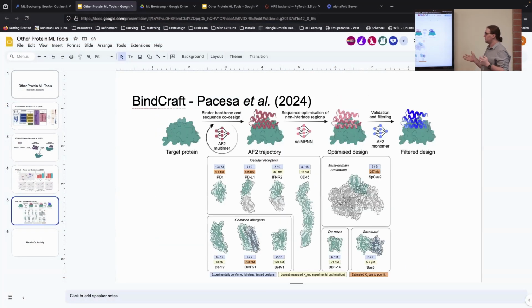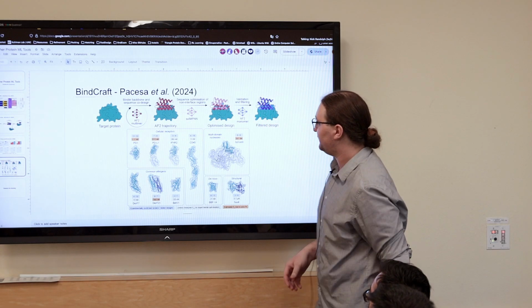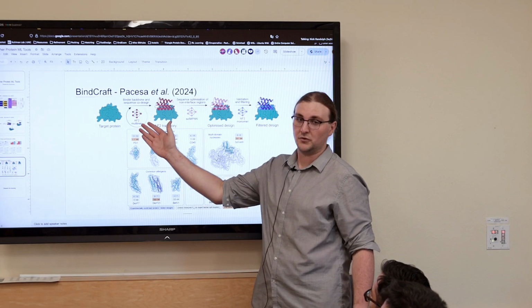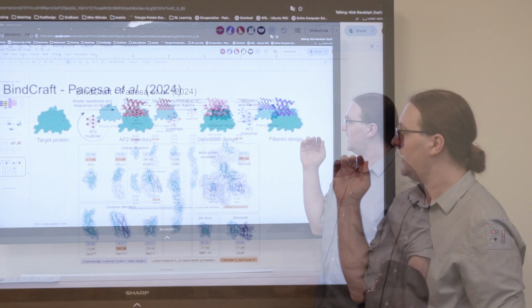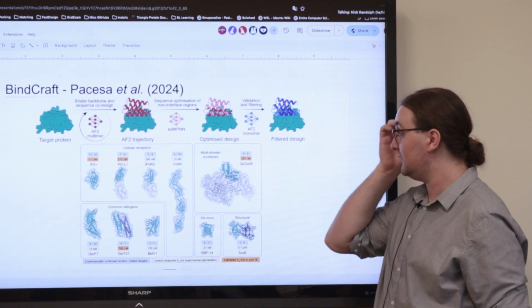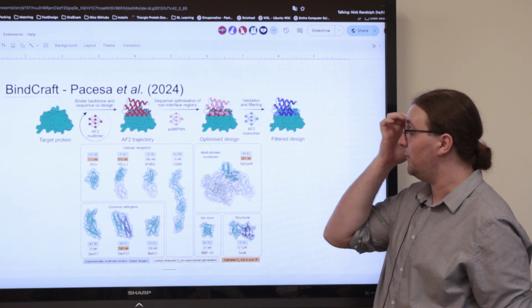This is just a recent protein design method that is more or less automated. And it takes full advantage of AlphaFold 2 multimer's also learned energy function. It also uses soluble protein MPNN and then some filtering with AlphaFold and Rosetta and some other things.